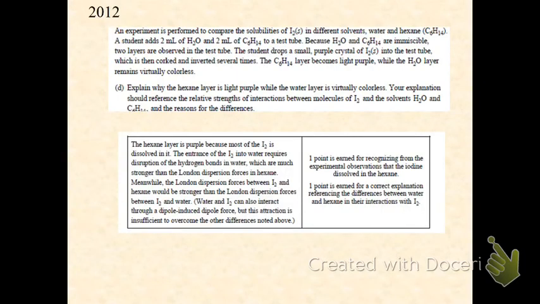So here we have the hexane layer is purple because most of the iodine is dissolved in it. The entrance of the I2 into the water requires a disruption of the hydrogen bonds, which are much stronger than the London dispersion forces in hexane. Meanwhile, the London dispersion forces between iodine and hexane would be stronger than the London dispersion forces between iodine and water. Water and iodine can also interact through a dipole-induced dipole force, but this attraction is insufficient to overcome the differences noted above. And so for that explanation, and that is the College Board explanation, you would get 1 point for recognizing the observation that the iodine is dissolved in the hexane, and that's why it's purple, and then 1 point for the correct explanation of the differences between water and hexane and their intermolecular interactions with iodine.